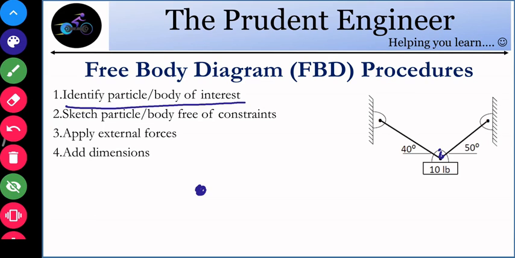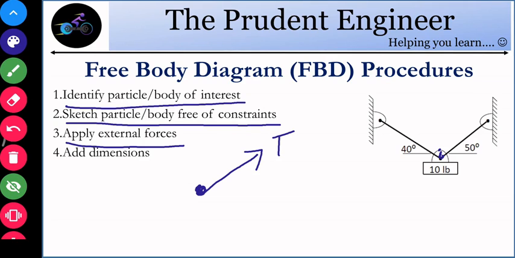Next, we'll sketch the particle free from constraints. That means we'll disconnect this particle from the entire world and think of it as in air. Now we'll apply the external forces. Towards the right, in terms of cable, we have a tension, suppose T1, which we apply here. Towards the left there is another cable, so we will mark this as another tension, T2. And towards down there is a weight of 10 lb.